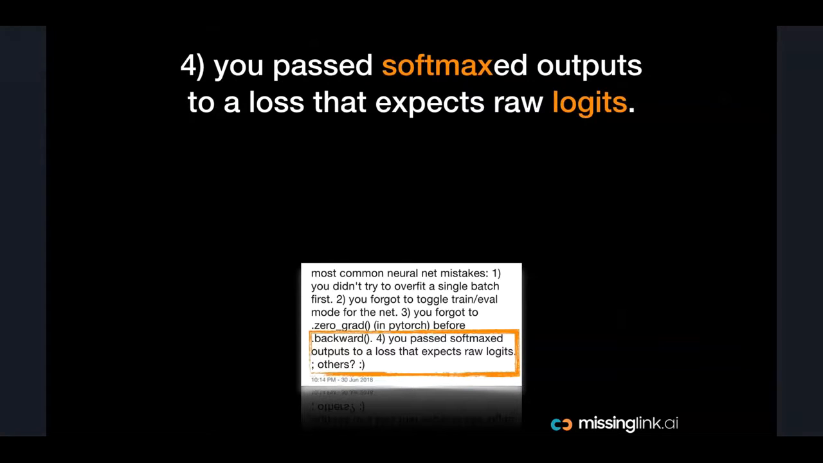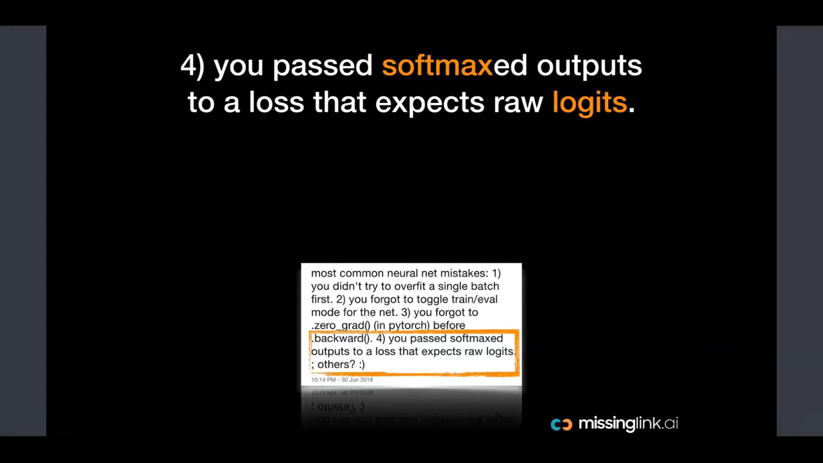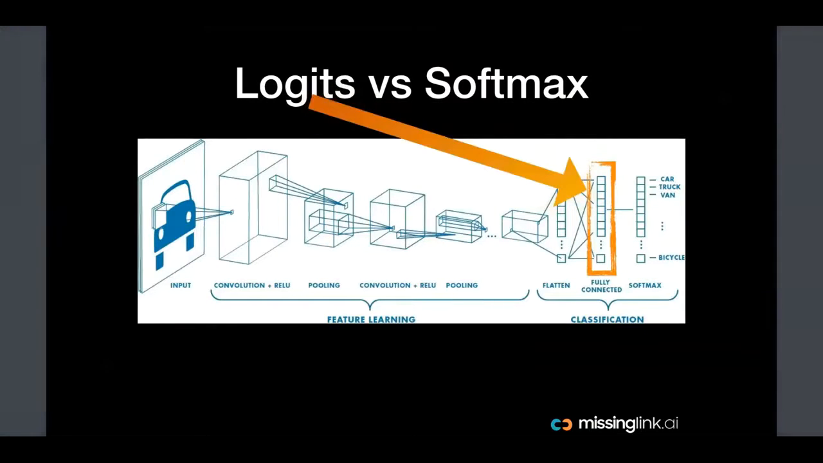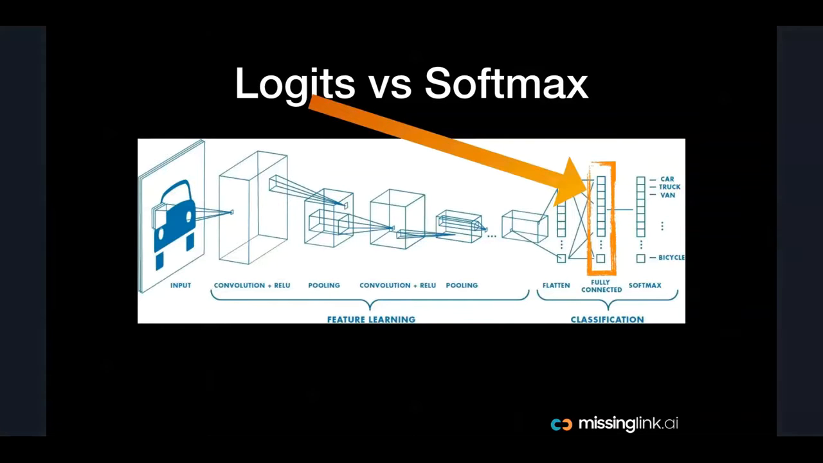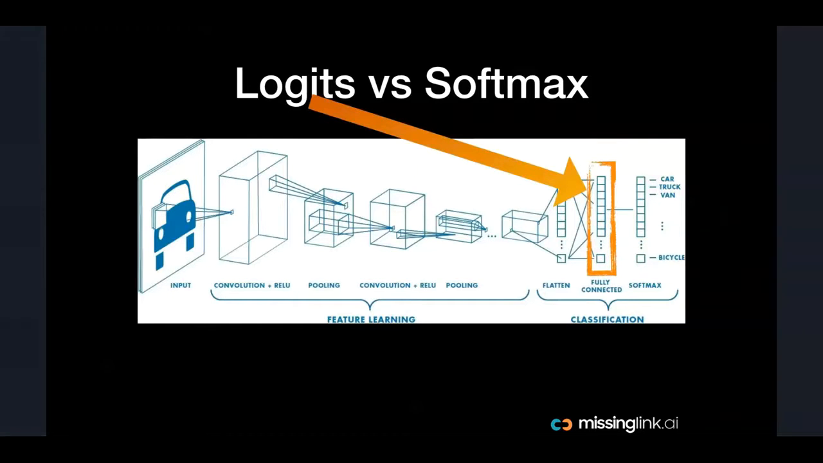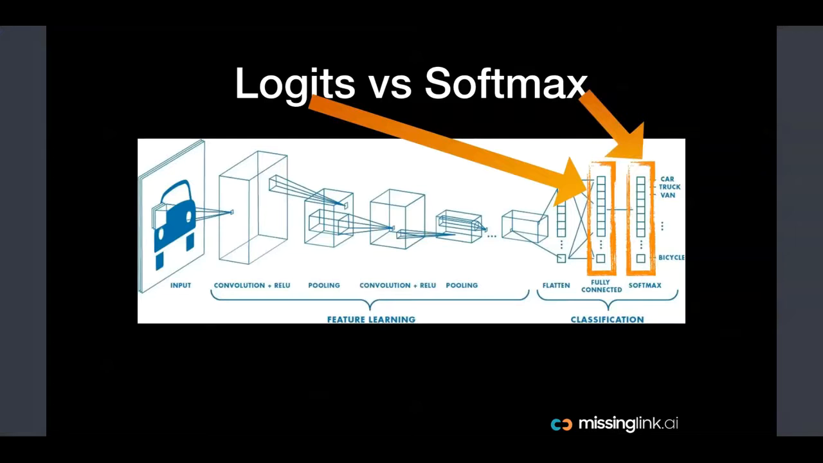You passed softmaxed outputs to a loss that expects raw logits. So first of all, what is this? Well, this is just a common neural network. What you're seeing here, you see the input, the conv networks, and then some pooling, and at the end, fully connected layers. So the logits are the last fully connected layer, and the softmax is just the same activations of the last fully connected layer, but after some normalization. It really is the same thing.